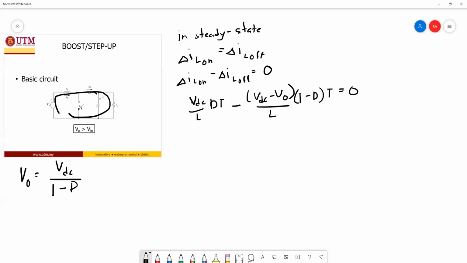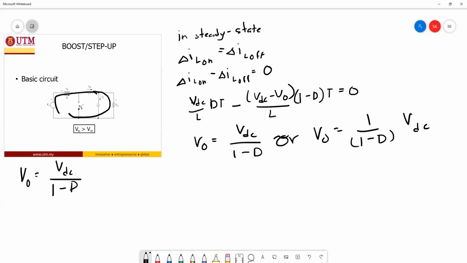So we simplify and solve this, and we finally get that the relationship between V out and VDC is V out equal to VDC over 1 minus D. That's all for the analysis of the circuit to derive the equation between input and output.